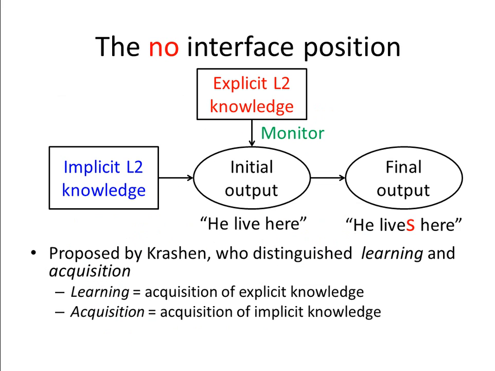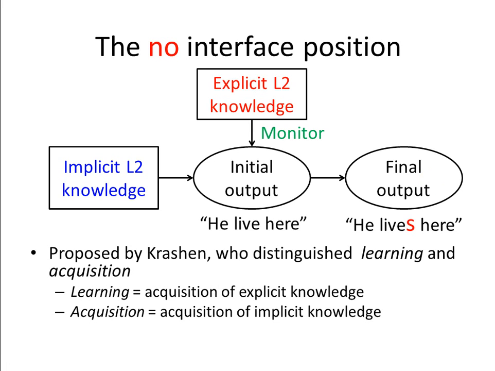So what is a monitor? According to this view, our implicit second language knowledge produces our initial sentence, our initial output, and we can use our explicit second language knowledge or metalinguistic second language knowledge as a monitor of this initial output. In this case, let's say our initial output is "he live here," and this lacks the third person singular s, and this is detected by the monitor, and then we can supply the third person singular s and make this our final output.